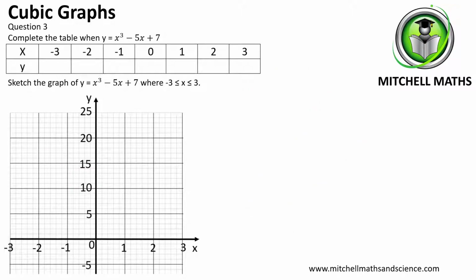We've got a table with x and y, and we want to complete the table for x cubed minus 5x plus 7. So what you do is you could use your calculator to put in your x values and then get your y values. So when we put minus 3 into that equation, we'll get 5, and then we'll get 9, 11, 7, 3, 5, and 19.